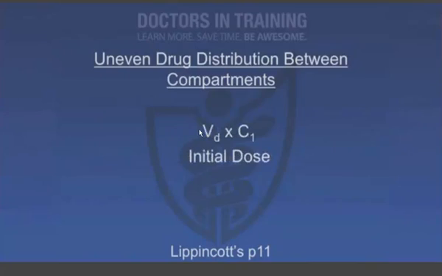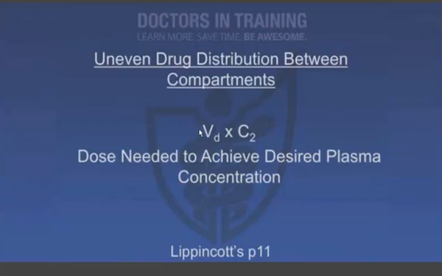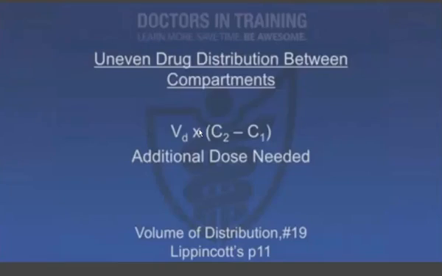The amount of drug that's in the body initially is the volume of distribution times C1. And the amount of drug that you need in order to get to the desired concentration is the volume of distribution times C2. So you do a little algebra on that, and you just subtract C1 from C2, and then multiply that times the volume of distribution. And that tells you how much additional dose of the drug you need to give in order to achieve that desired concentration.